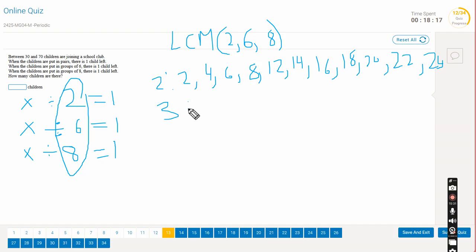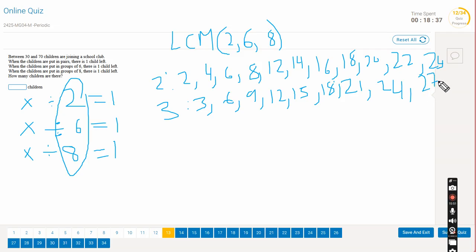Again, let's do it for 6. 6, 12, 18, 24, okay. Now let's jump to 8. 8 is going to be 8, 16, 24. Now, I have found the common number between all of them, so I can stop here.